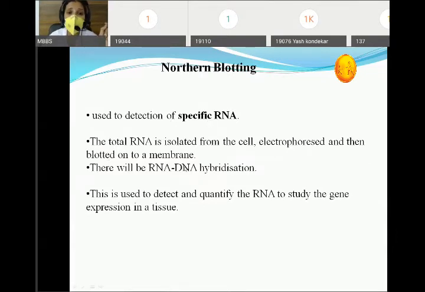So the total RNA is again isolated from the cell. Again electrophoresis is done, and then the RNA is blotted on the membrane. Here you will be doing RNA-DNA hybridization. Now, this is again used to detect and quantify the RNA, to study gene expression in the tissue.